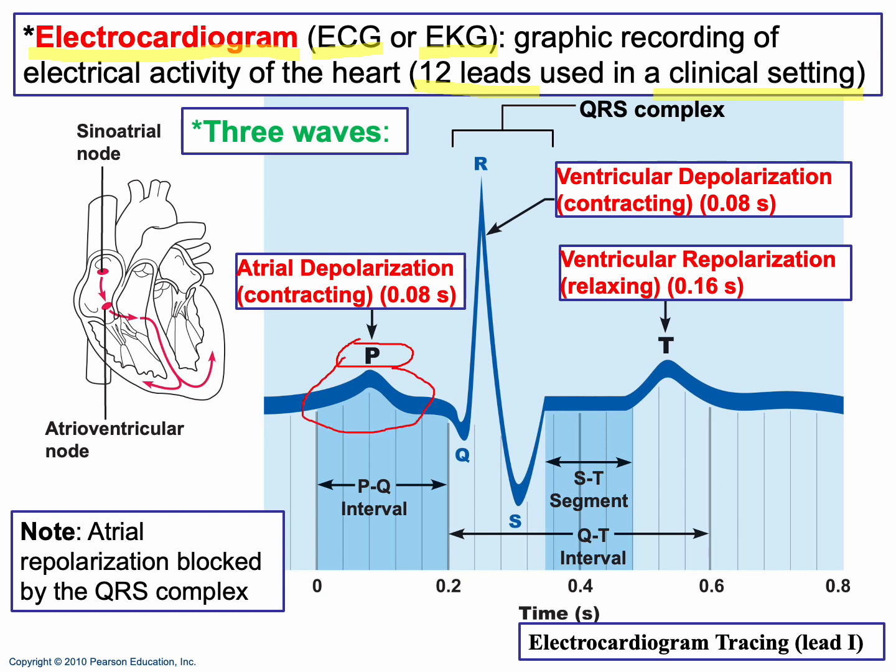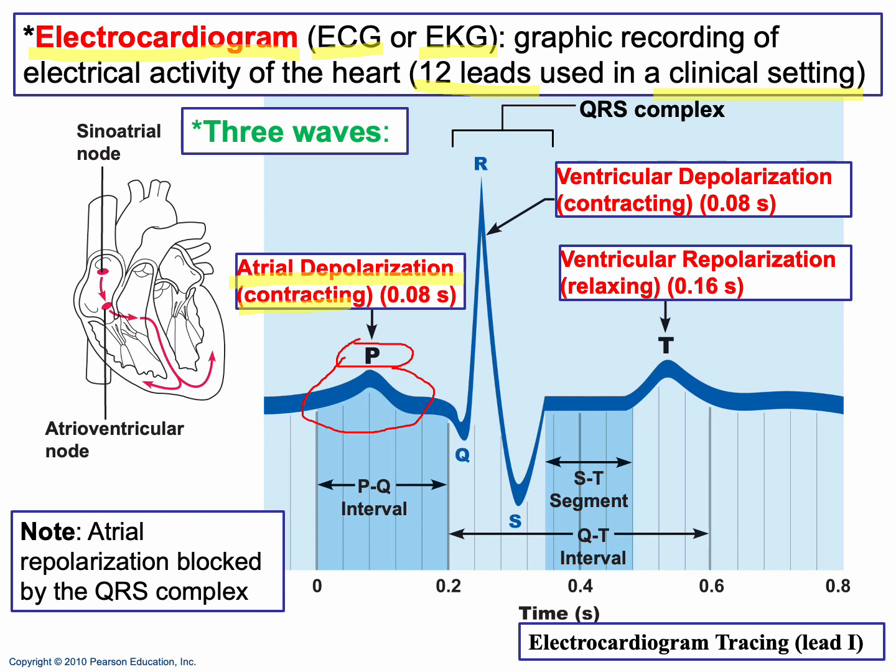The P wave, this first wave, represents atrial depolarization occurring. Atrial depolarization refers simply to the atria contracting. The P wave signals that. That's a representation of that. So your right atrium and your left atrium are contracting.